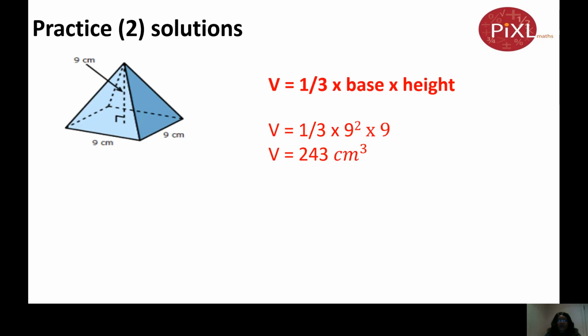Okay, the next one is the square base pyramid, where we look at 1/3 times the base times the height. So 9 times 9 squared times 9, and that leaves us with this as the volume of the square base pyramid.